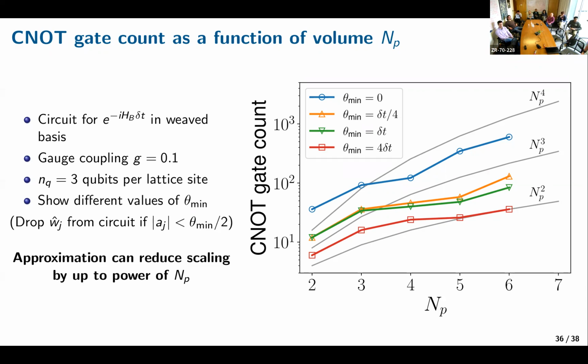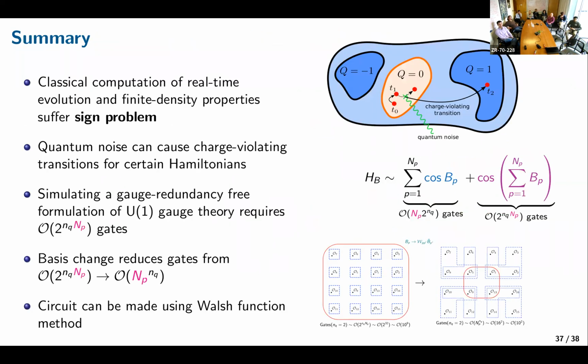Right, and with that, we can zoom out and summarize what we've talked about. We know that classical computation of real-time dynamics and finite density properties of quantum field theories is not possible because of the sign problem. And we're hopeful that quantum computers can potentially overcome these problems. Then we talked about different Hamiltonians you can write down and certain advantages and disadvantages. We found that some Hamiltonians allow for charge violating transitions because they contain both physical and unphysical states. To overcome these problems, we want to work with a Hamiltonian that is free of gauge redundancies.